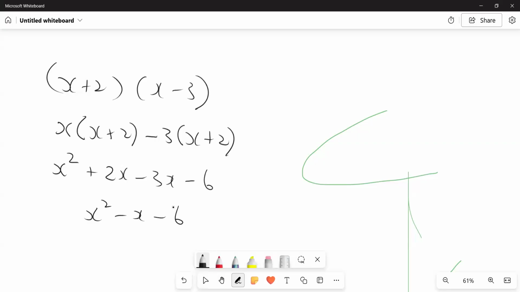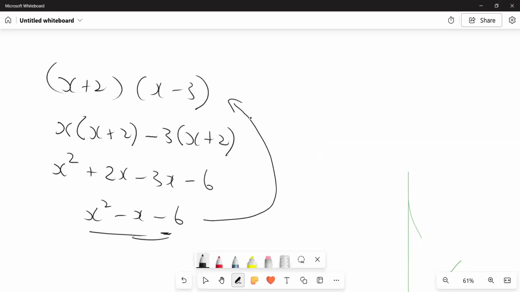Good. So understanding this expansion process would help you now to understand the factorization process, because the factorization process is the other way around. We want to take this and factorize it. So we've got to go and get that back, right? So how do we move from here back to here?